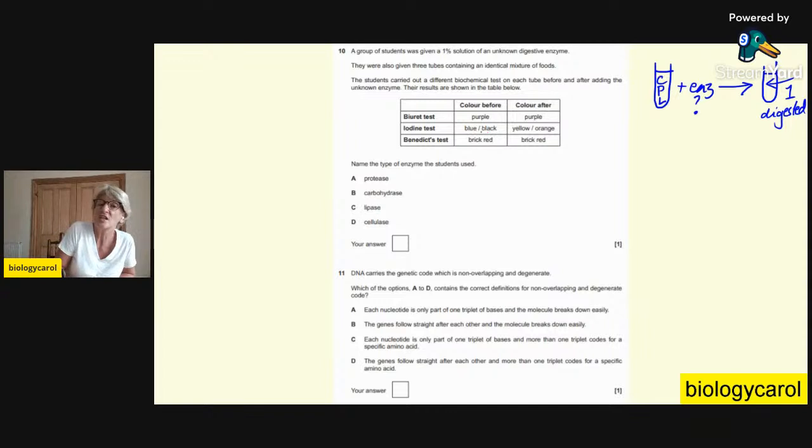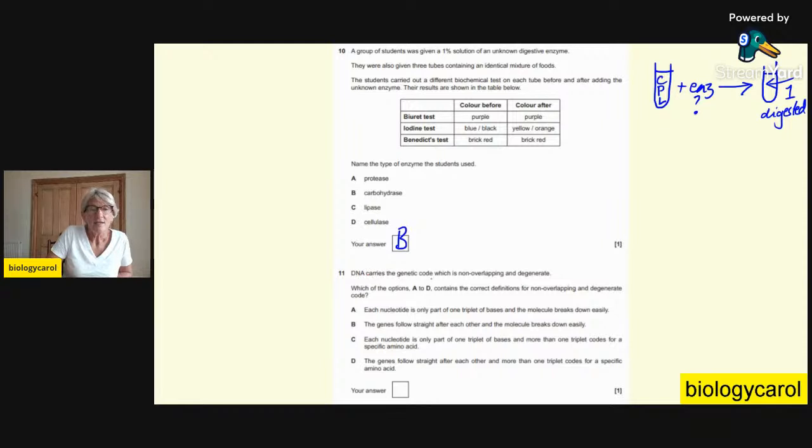And therefore, the starch test would be positive at the beginning before adding the enzyme, and it would be negative afterwards because, of course, the starch wouldn't be there because the enzyme digested it. And that tells you that the enzyme would be a carbohydrase because starch is a carbohydrate. It's one of the complex carbohydrates, a polysaccharide. So the answer is B.